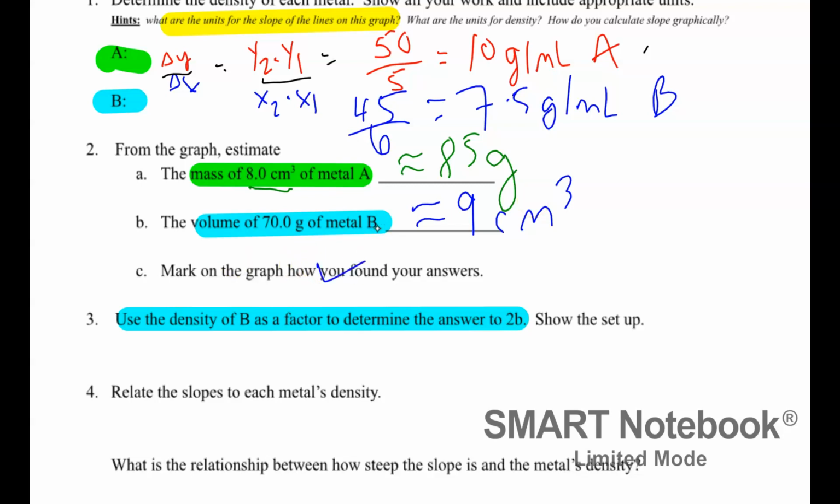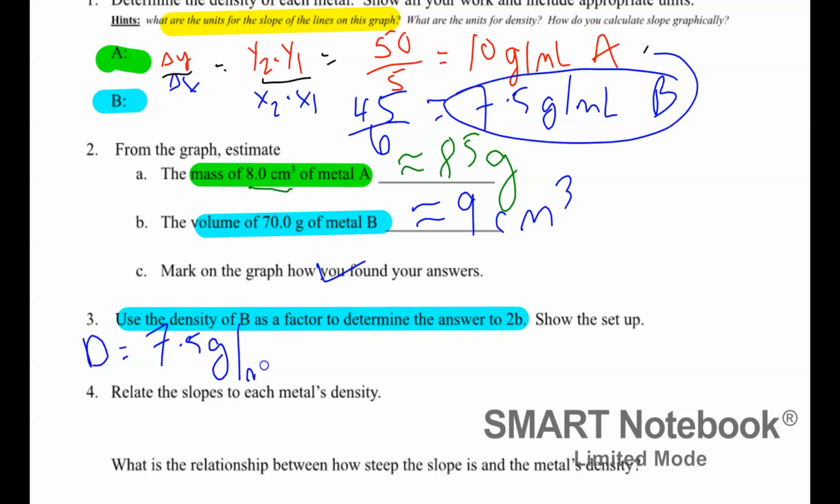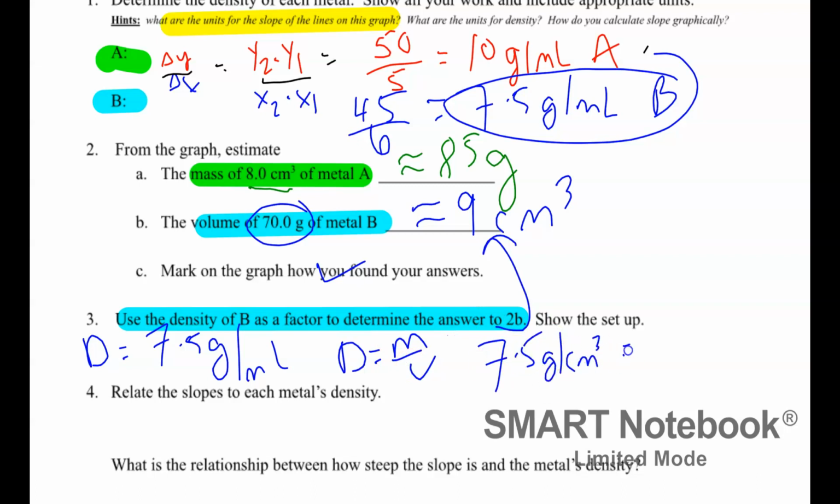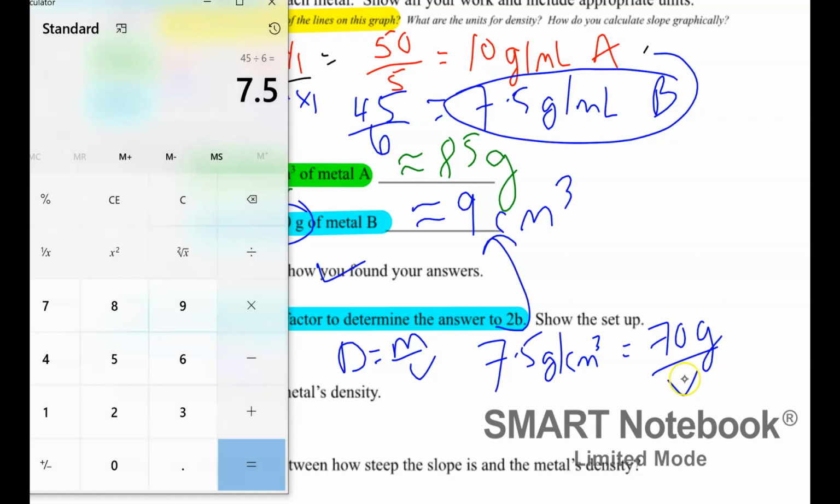Okay, now let's check our work. Let's see if these two things match up. Use the density of B, so that's this number. So density, we said, is about 7.5 grams per milliliter to determine our answer for 2B. We have a density, we have a mass, we're solving for the volume. We're hoping we get around 9-ish. Okay, so density is mass over volume. So I know that 7.5 grams per centimeter cubed should be equal to 70 grams over my volume, and we're solving for that volume.